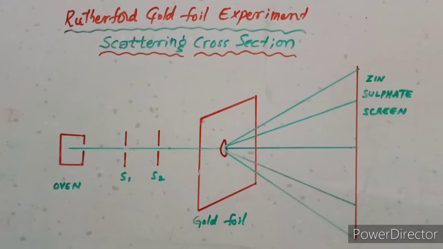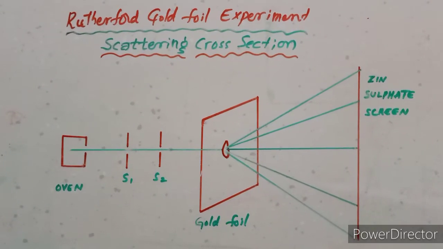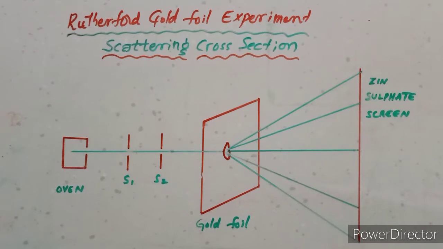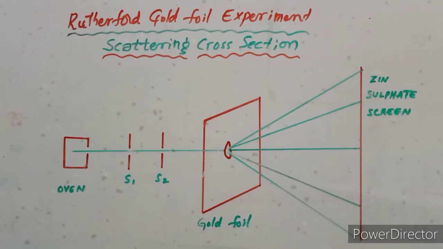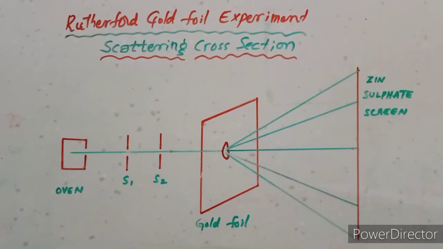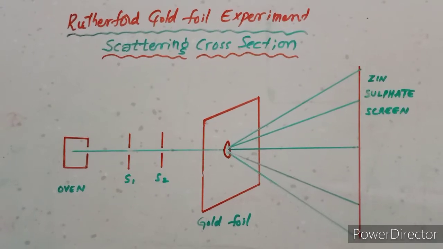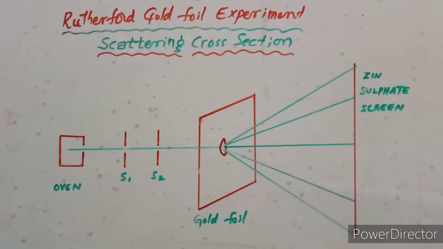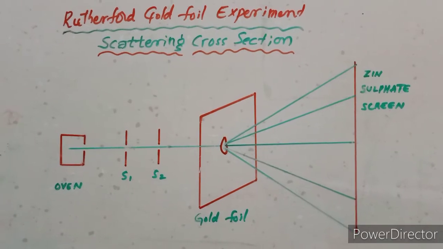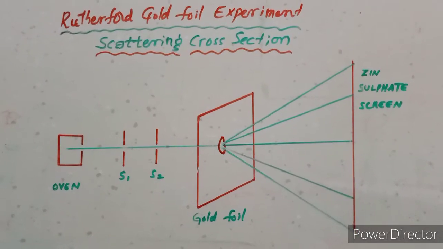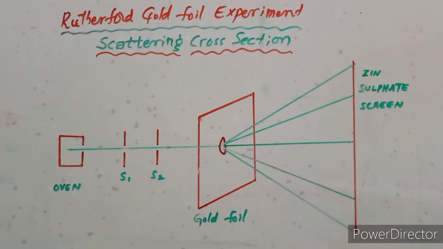Students, we are going to discuss the Rutherford gold foil experiment. In this experiment, we have to find the scattering cross section. First of all, we observe the diagram clearly. The Rutherford gold foil experiment.